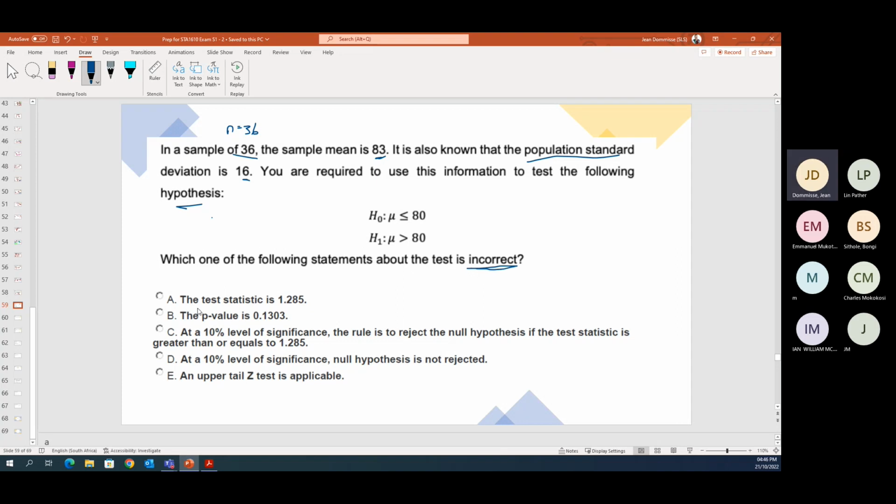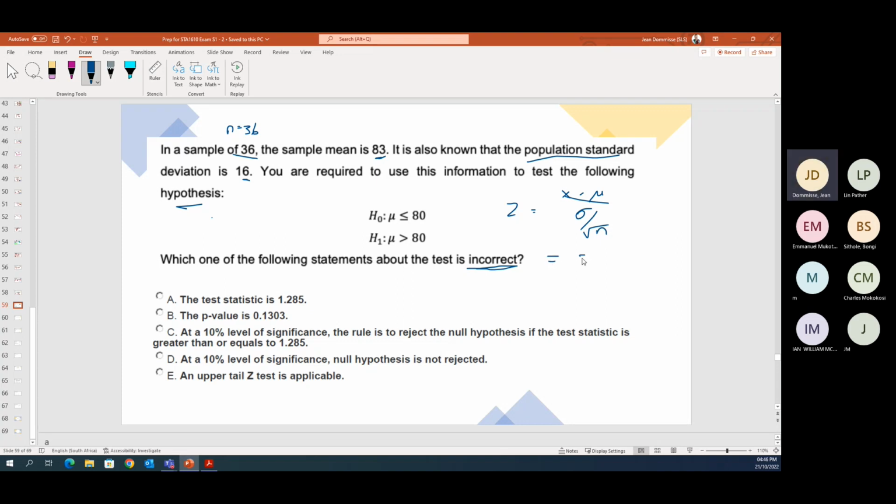Let's just see what they give us. The t-stat is that. Upper tail Z test is applicable. Sure. Okay, there's a lot of weird information in this one. So let's first look at if we needed to calculate the Z, how would we have done it? That would have been our formula for Z.